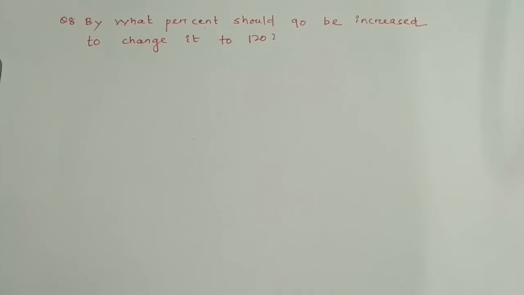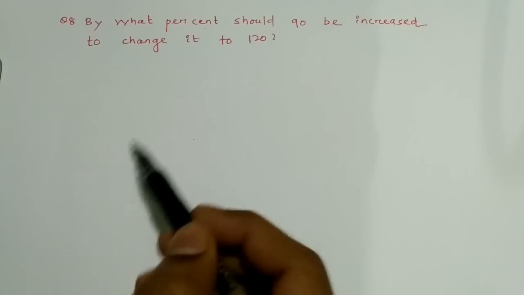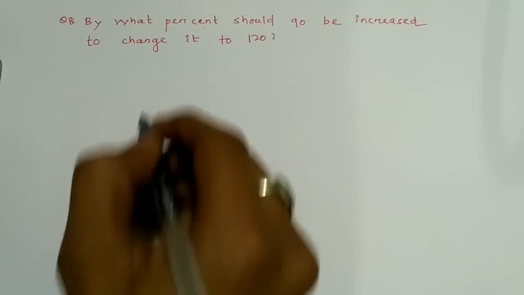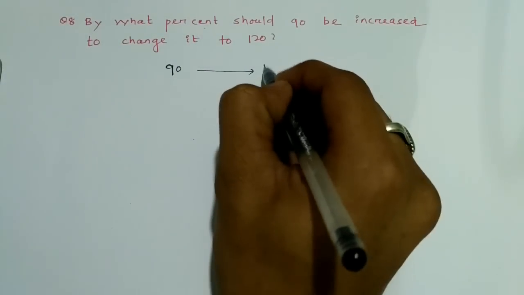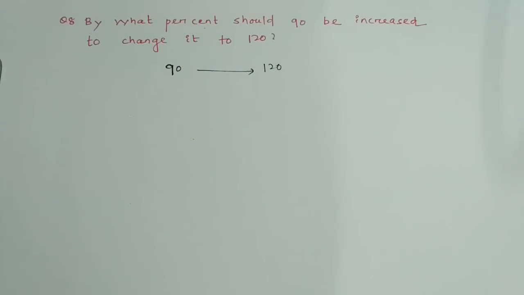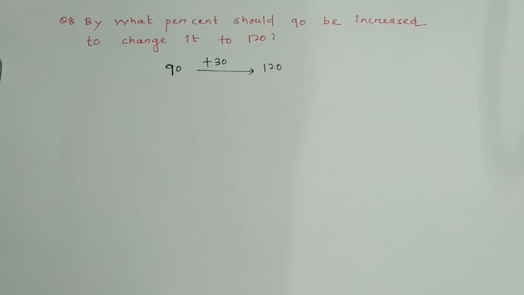So friends, here is question number 8. Example 8: by what percentage should 90 be increased to change it to 120? This is one type of very important short question. So by what percentage should 90 be increased to get 120? The original value is 90. We have to get 120. That means we have to add 30 more to get 120.